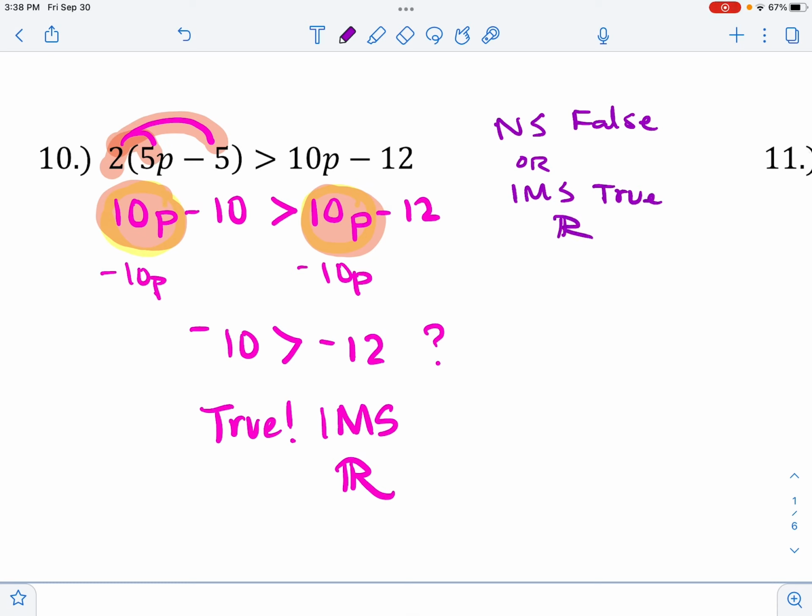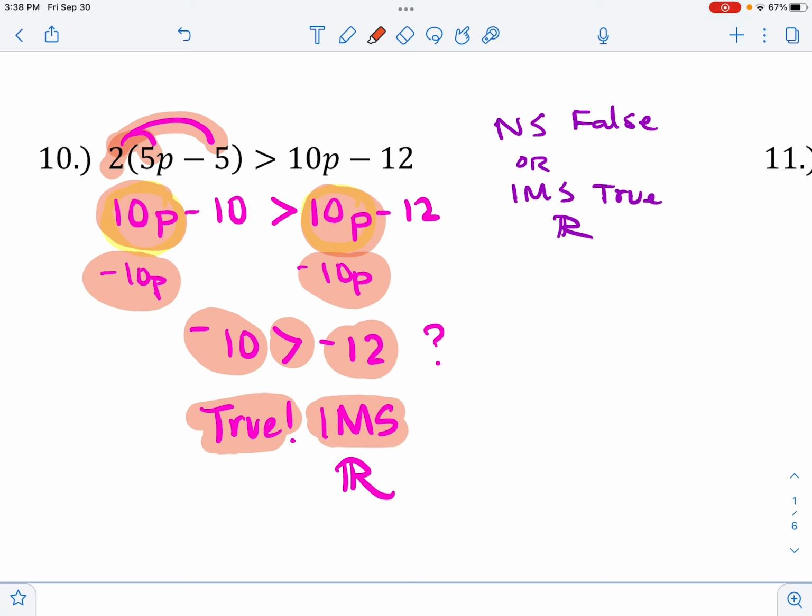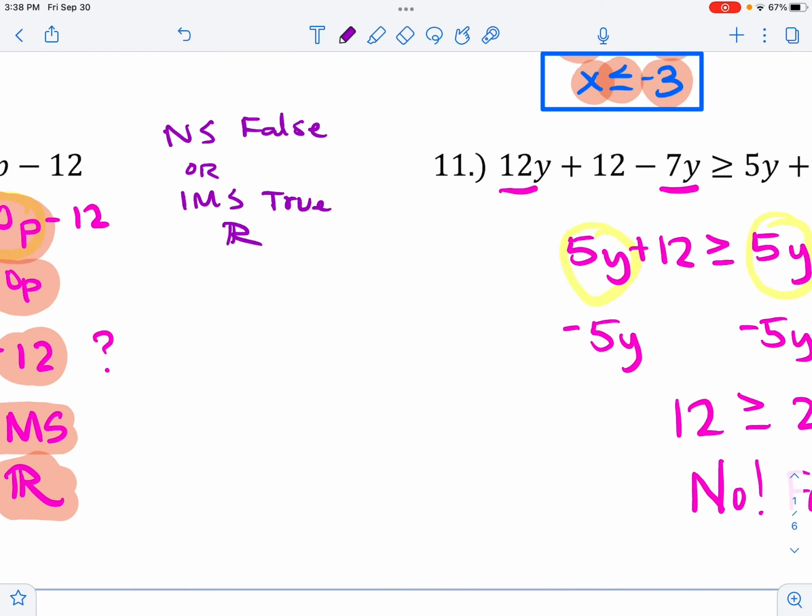So first, in order to find that out, we have to subtract the variables from both sides, seeing what's left over. And we get negative 10 is greater than negative 12, which is true. So I know this is infinite many solutions or all real numbers because anything can be substituted for x, or in this case p, as long as it's a real number, and then it will always work. Always, always, always.